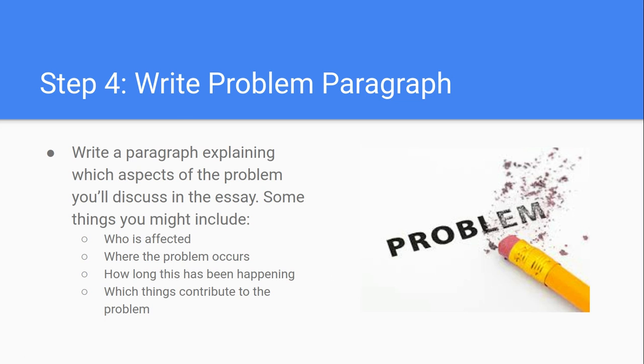Because if you have information about sex trafficking in America, for example, then you might want to plan on writing a paragraph about how and where this happens in our country. For instance, who is affected? Where does it occur? So use your sources to help you decide where to go with some of these things. So that's the first paragraph. Tell me which aspects of the problem you'll discuss.